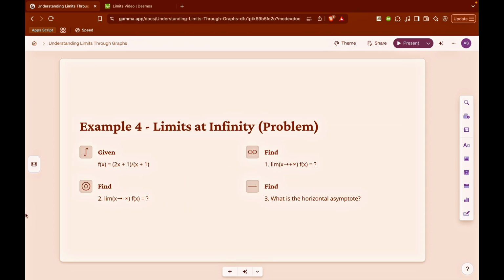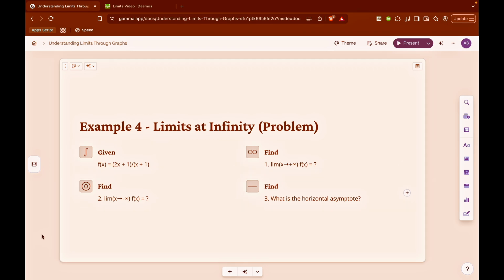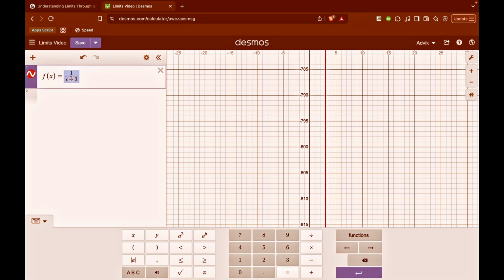Now our fourth example will be limits at infinity. We're given the function f of x is equal to (2x + 1) divided by (x + 1). Now we need to find the limits as x goes to infinity and to negative infinity, and instead of a two-sided limit, we need to find what the horizontal asymptote is.